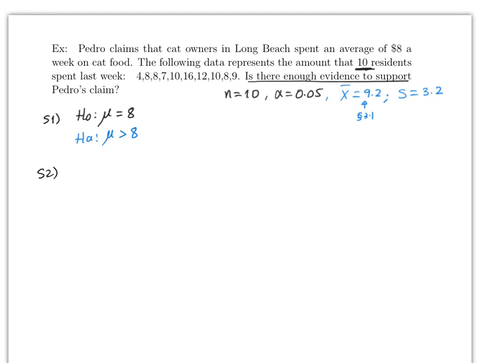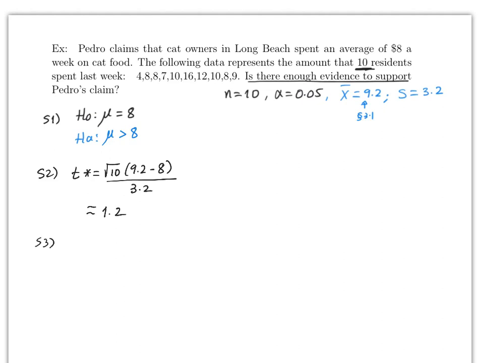For step 2, you need to figure out T star. Well, T star will be the square root of 10 times 9.2 minus 8 divided by 3.2. It is around 1.2.